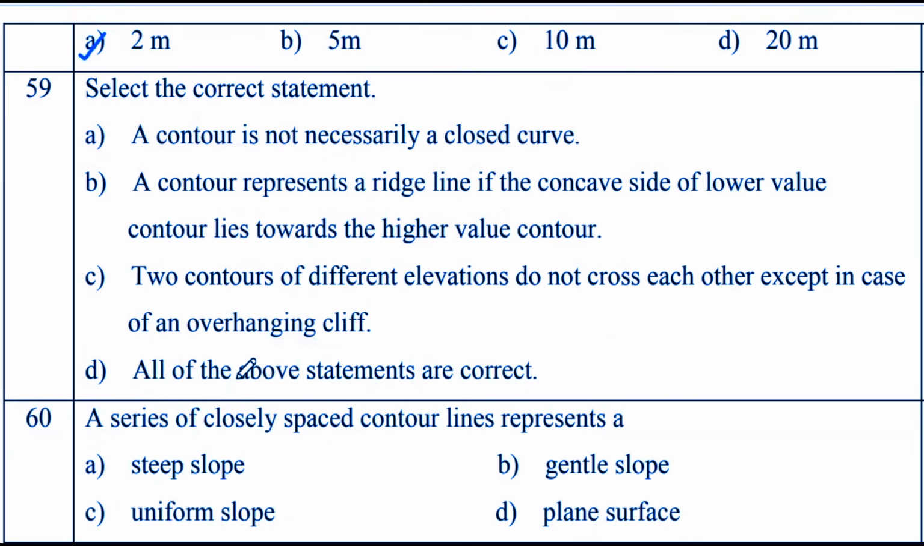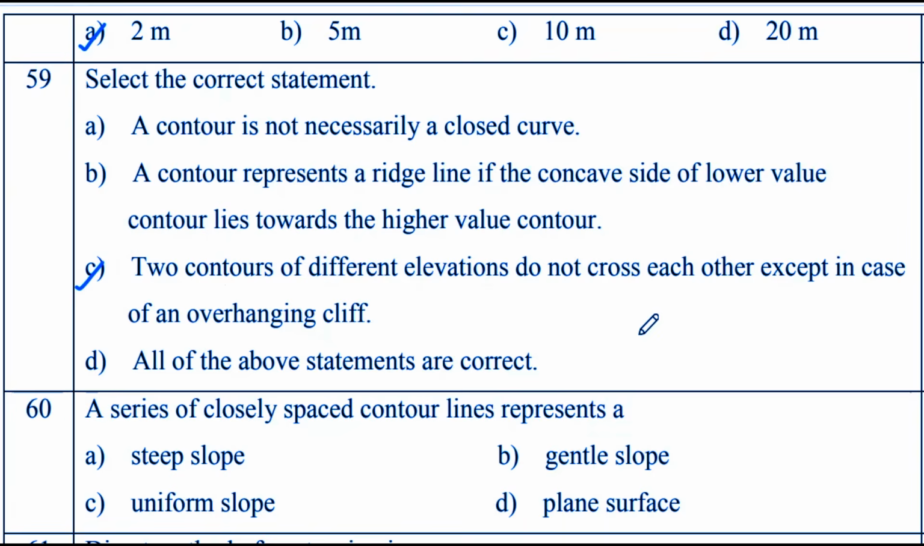Select the correct statement. A contour is not necessarily a closed curve. A contour represents a ridge line if the concave side of lower value contours lies towards the higher value contour. Two contours of different elevations don't cross each other except in case of an overhanging cliff. All of the above statements are correct, and the correct statement here is that two contours of different elevations don't cross each other except in case of an overhanging cliff.